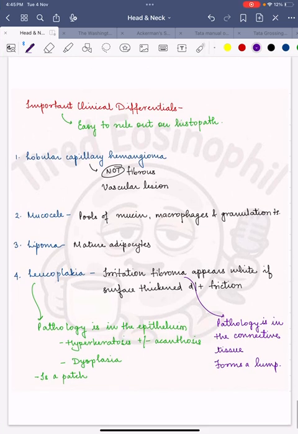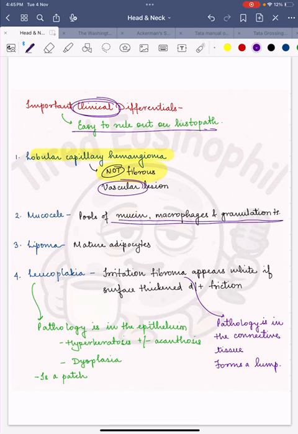Now we'll also take a look at the important clinical differentials which are very easy to rule out on histopath. The first one is the lobular capillary hemangioma, which is not fibrous, it is a vascular lesion. Next is the mucocele. It shows pools of mucin, macrophages and granulation tissue. Very easy to rule out on histopath. Next is the lipoma, which is of course made up of mature adipocytes.